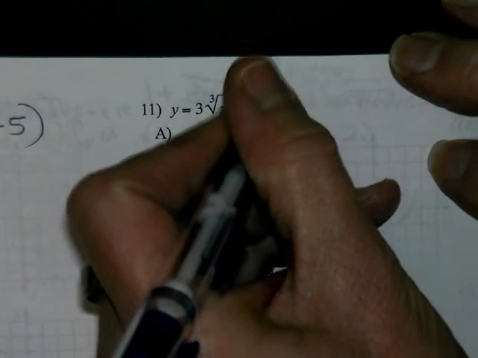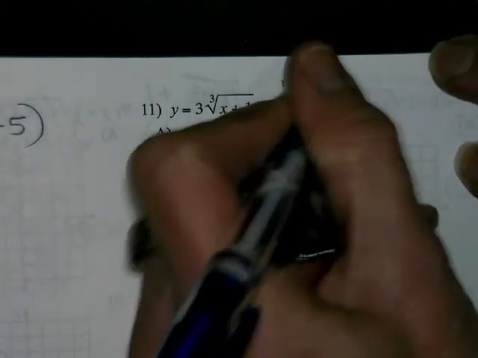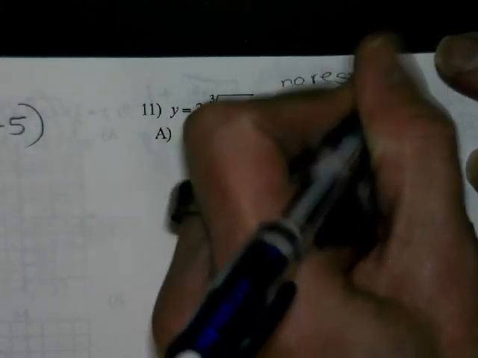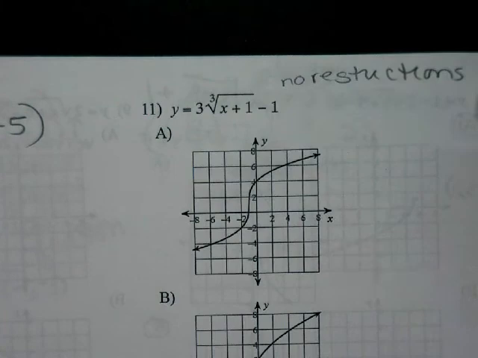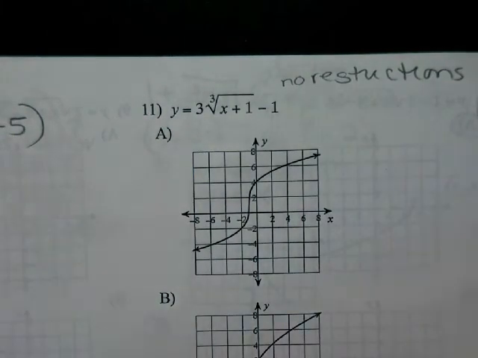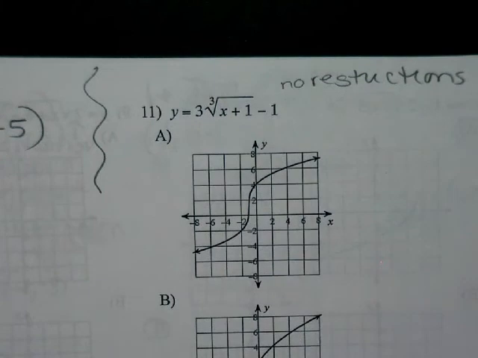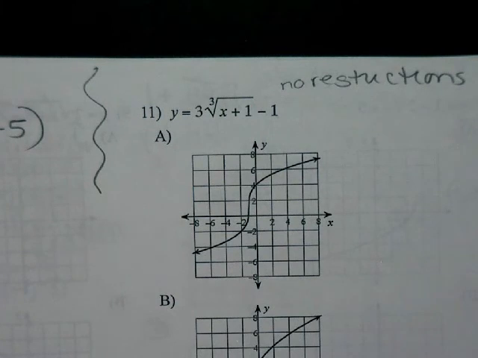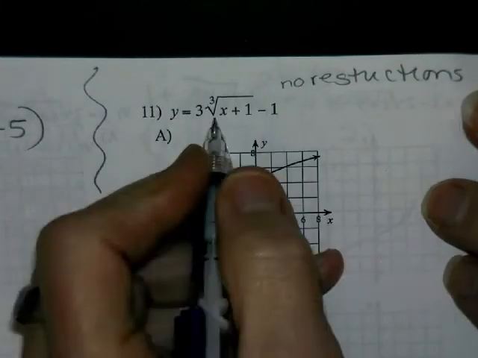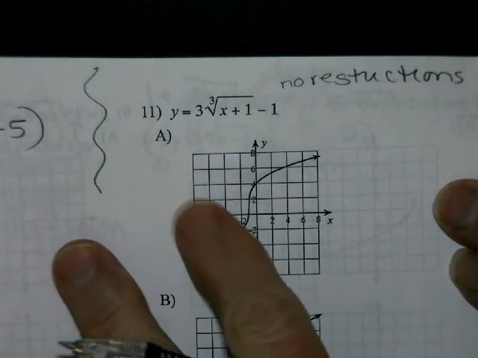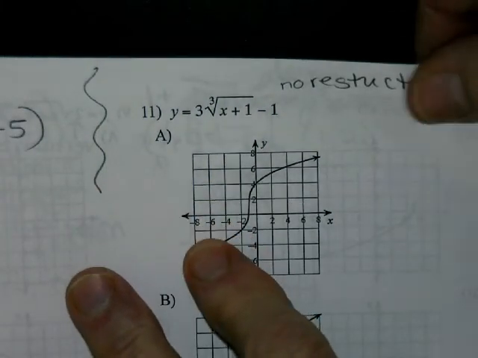Okay, 11 through 15. Here's the story. It's a cube root, so no restrictions. So the graph will go both ways everywhere. But this is the dealio, guys. I don't know if you write it on your notes, but you got to change your brain. Instead of looking for endpoints, you're going to be looking for turning points.